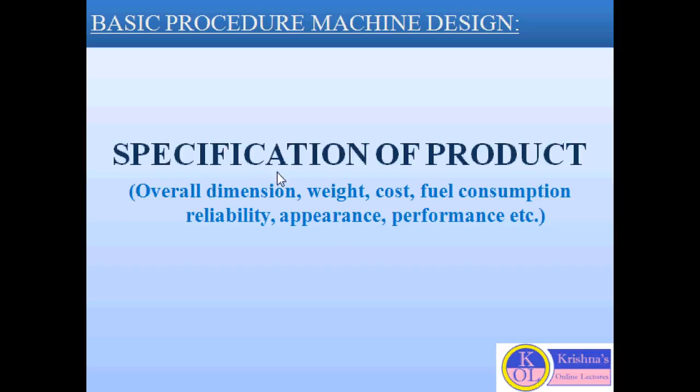Next step is specification of product. This step consists of the complete specification of the product. For example, if we are designing any automobile, then the specification should be length, width, height, or the overall dimension of the product or the element, weight, maximum speed. Speed should be in kilometer per hour, and fuel consumption, service life, cost, reliability, appearance, performance, and so on. So on the basis of these specifications, we can design the product.